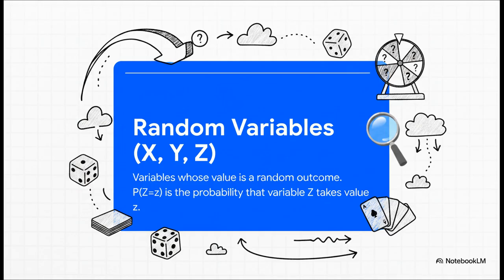So when you see something like P of z equals z, all it's asking is, what's the probability that our random process, z, ends up with a specific outcome, lowercase z? It's just a cleaner way to write things down.